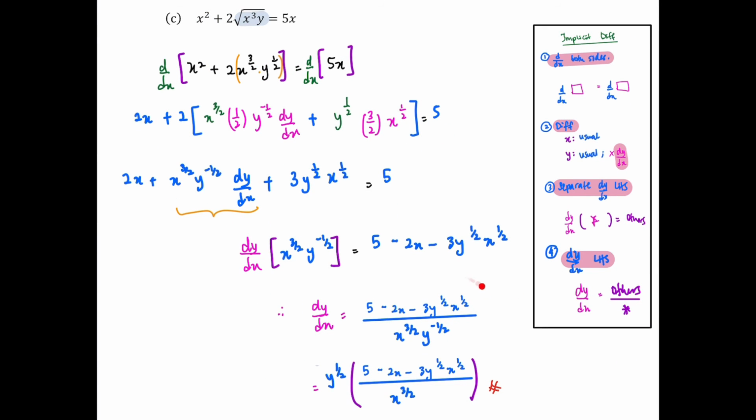You can further simplify. This is y to the power of -half, so you can bring it up. So this is y to the power of half, multiplied by the rest of the terms here. Therefore, this is your final answer.